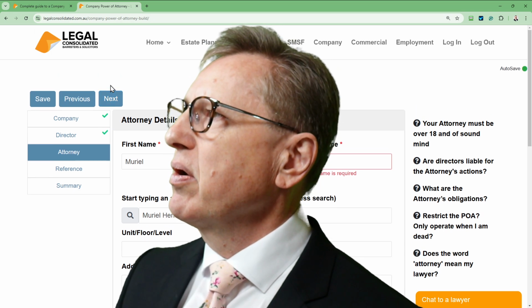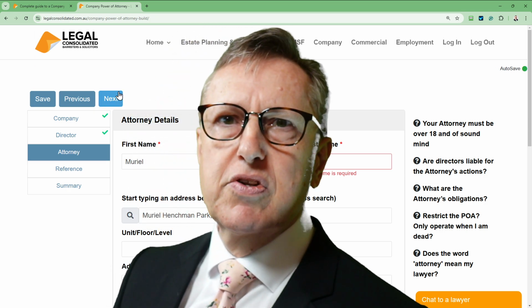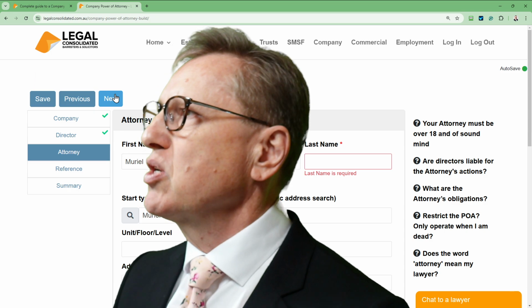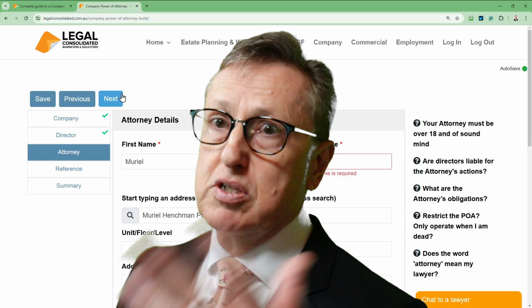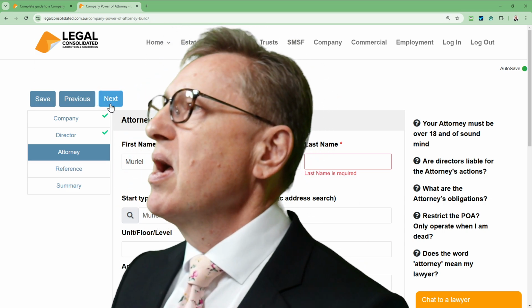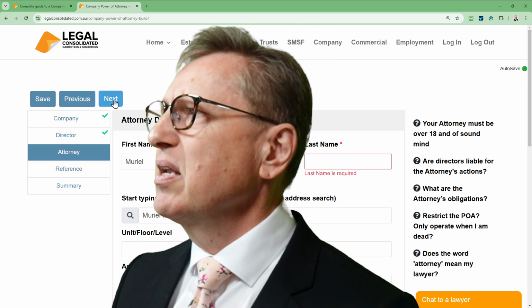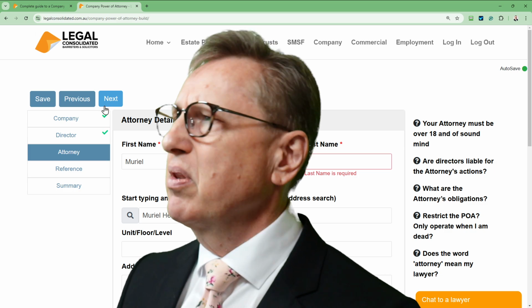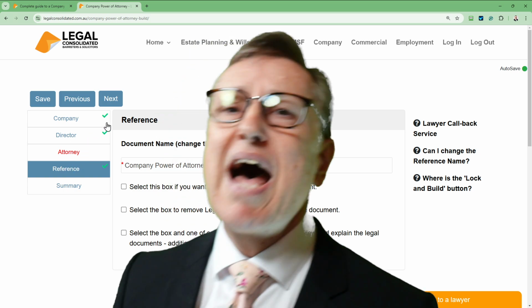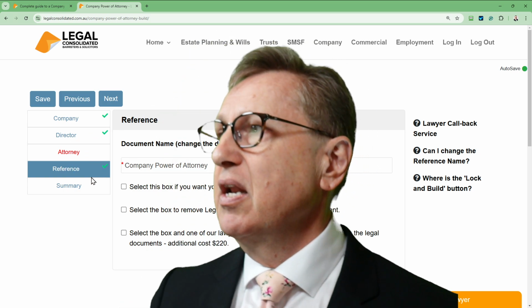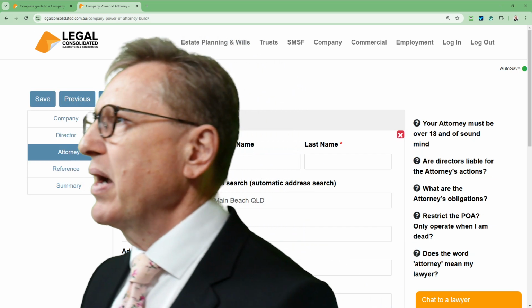I'm going to go to next. I'm infuriated that Consolidated won't give me the flexibility. I'm a control freak, as most of us are that run so many super funds. But we've got to protect you as our client, so we can't let you fiddle with these things. It's important that it's strict there. But you can use your cursor and go straight to reference. But it's gone red, and you don't see any lock and build. So you'll have to go to the previous one. So back to attorney.